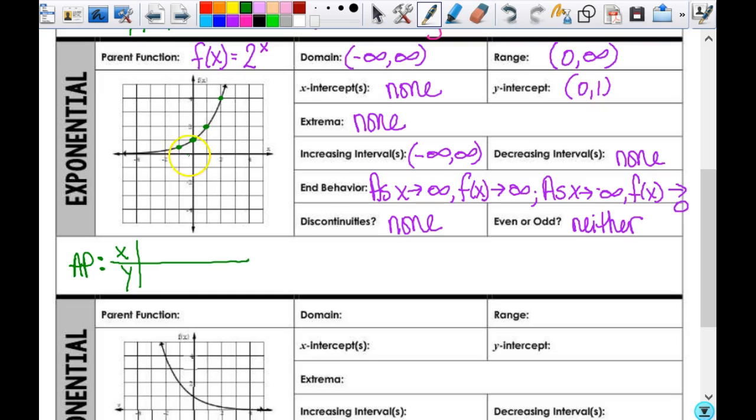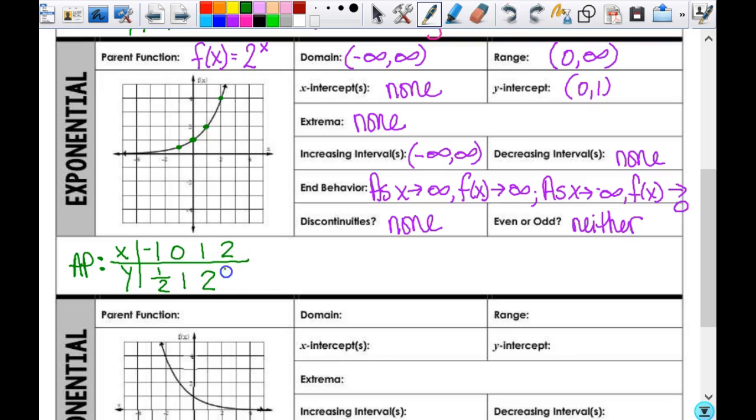So if I start out here and x is negative 1, so 2 to the negative 1 power gives me what? 1/2, because it gives you the reciprocal, right? So this is 1/2. Then when x is 0, y is 1. When x is 1, y is what? 2. And when x is 2, y is 4. Oh, I don't put y, dang it. 4.